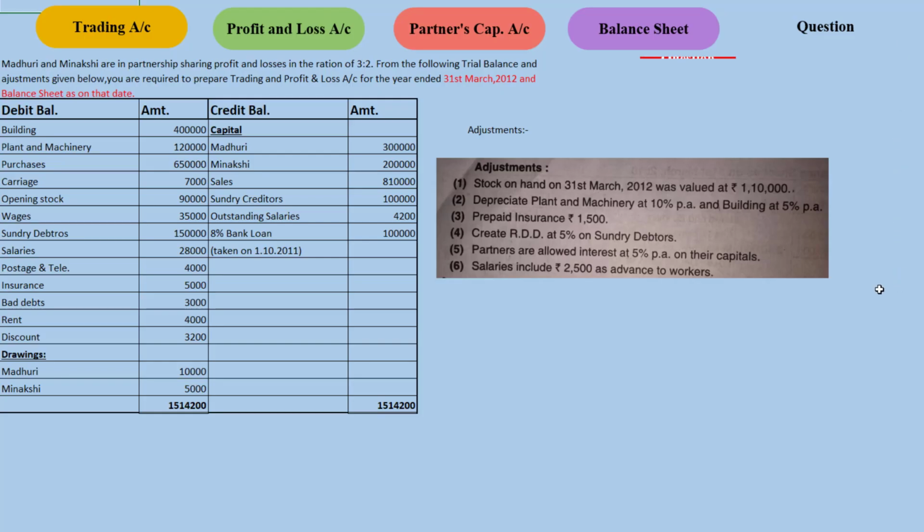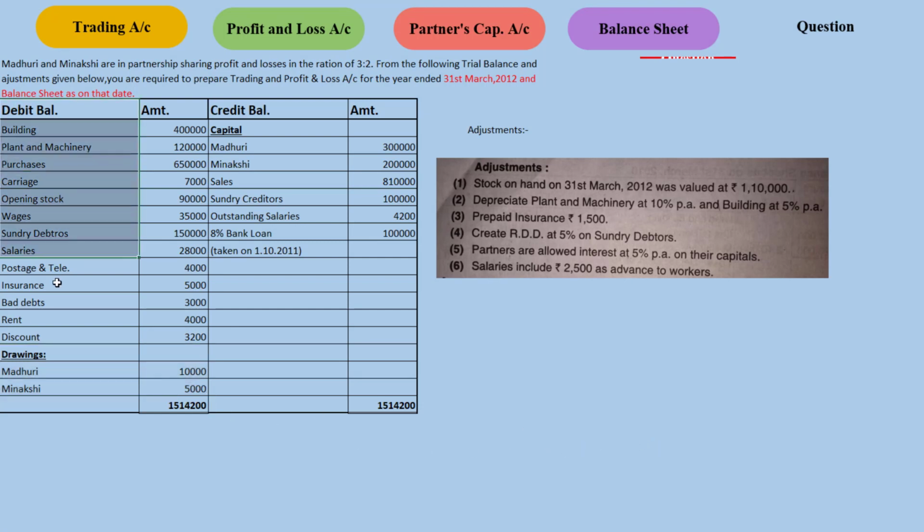Now we'll go to the question. Before you solve the sum, you just put a tick where each item has to go. For example, building has to be recorded on the asset side, plant and machinery on the asset side. Purchases, trading account; carriage, trading account; opening stock, trading account; wages, trading account; debtors, assets; salaries, profit and loss; postage and telegram, profit and loss; insurance, profit and loss; bad debts, profit and loss; rent, profit and loss; discount, profit and loss; drawings. This is a partner-related item.